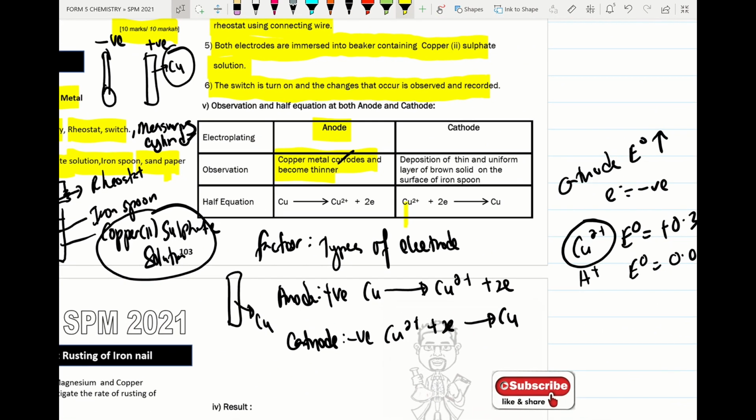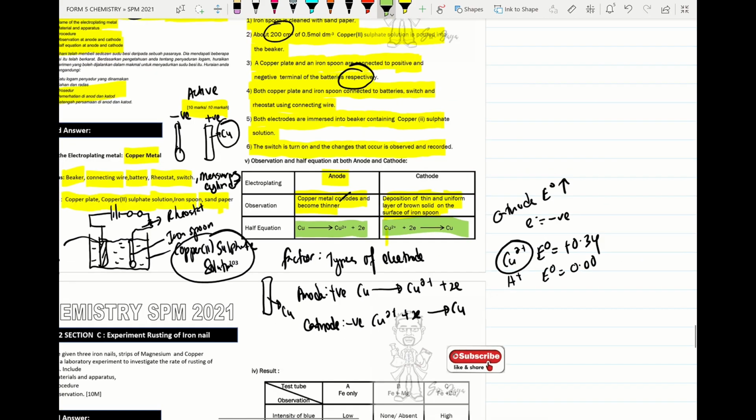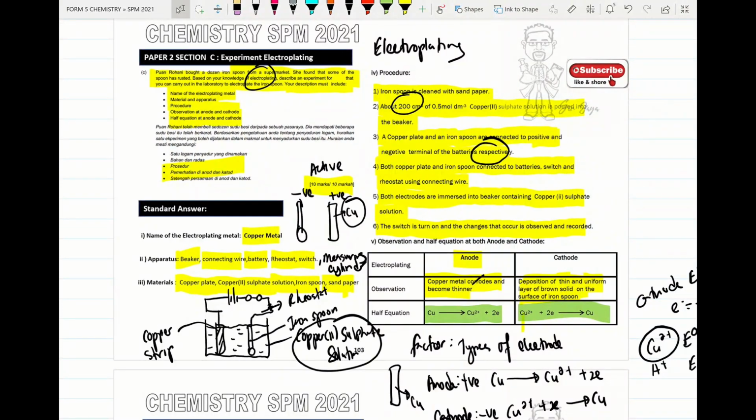Next, at the cathode: deposition of a uniform layer of brown solid on the surface of the iron spoon. Please write like this. Next, the half equation is already given here. This experiment is also very important for SPM. Please remember electroplating, do revision and practice. All right, we move on to the next question.